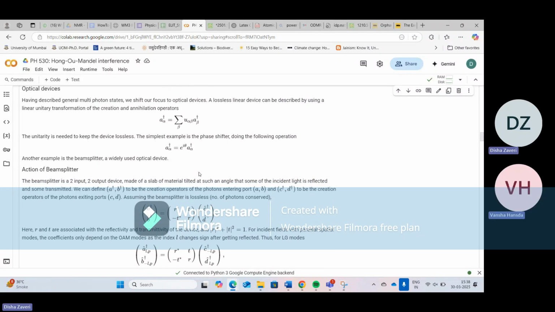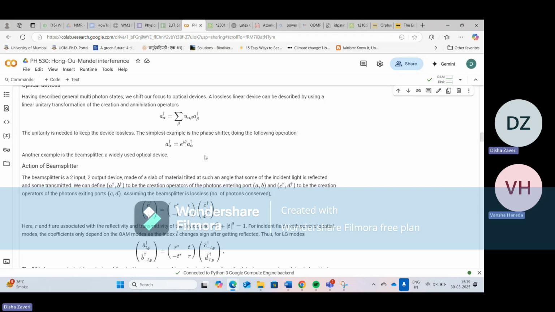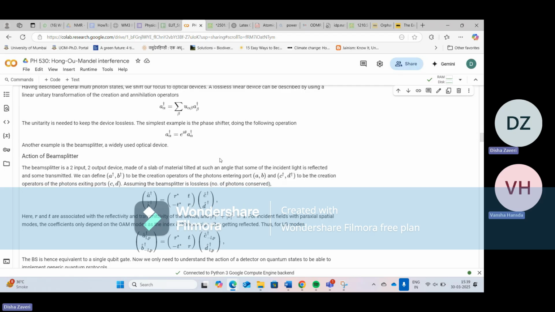Now, coming to how exactly these photon states interact with optical devices. So, any kind of lossless linear device can be described using a linear unitary transformation of the creation and annihilation operators as shown. So, the unitary is basically used to preserve the losslessness, and the simplest example is just this sort of phase shifter.